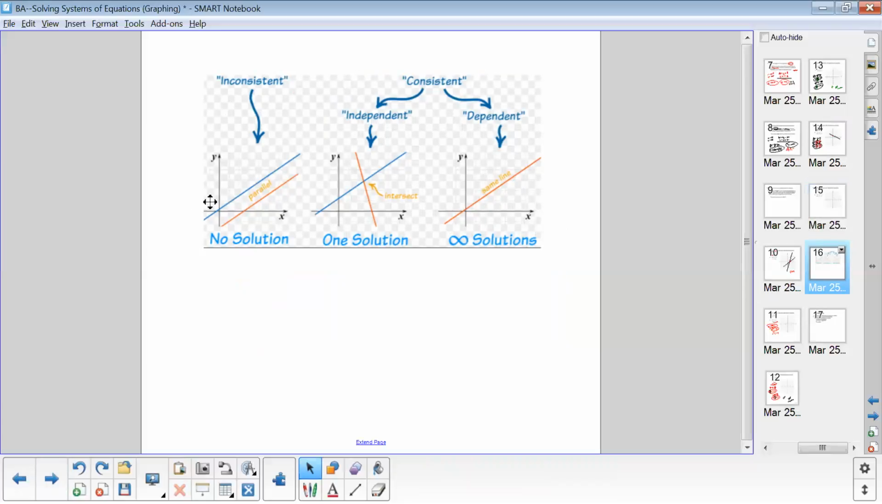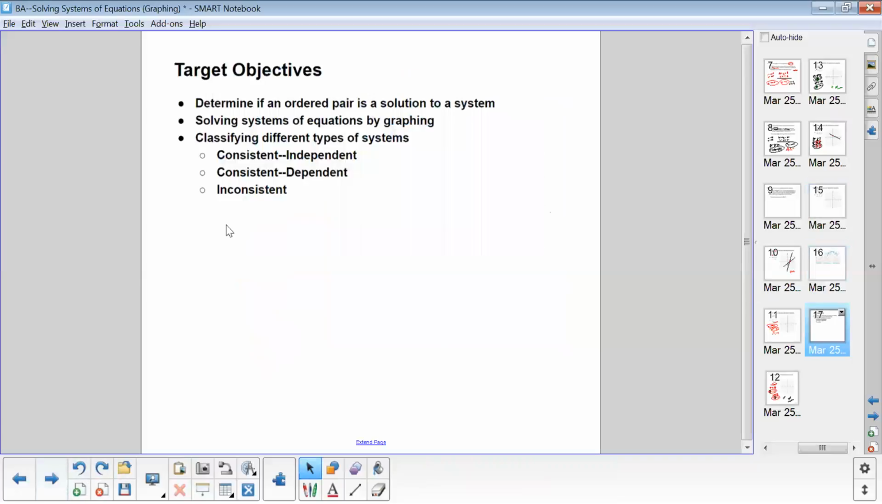So we did see examples of no solution. That means they have the same slope, different intercepts. We did see a consistent independent system, which was most of our context problems, with an intersection at some point. And then the last one that we looked at had a consistent dependent system, which was the same line. And so that discussed the objectives and the ordered pair representing a solution to a system.